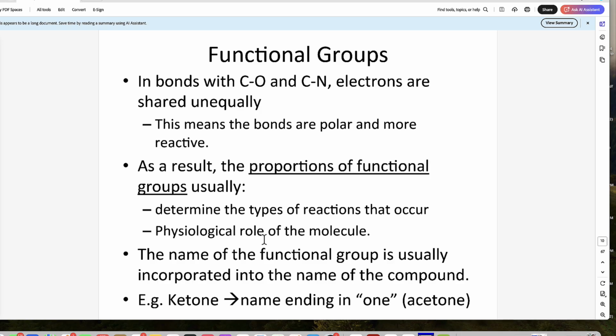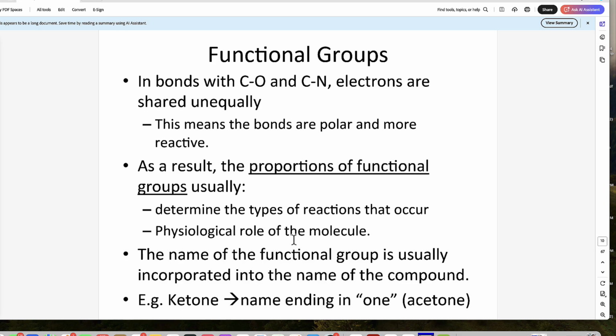So in bonds with carbon and oxygen and carbon and nitrogen, electrons are going to be shared unequally. This means that, as we talked about last week, the bonds are going to be polar and more reactive. Okay, so some will be more electropositive versus electronegative. And as a result of this unequal sharing of electrons, which causes reactivity, these functional groups can be more reactive due to their proportions of availability of reactivity, right? So it'll determine the type of reactions that take place. It also affects their physiological role in the body.